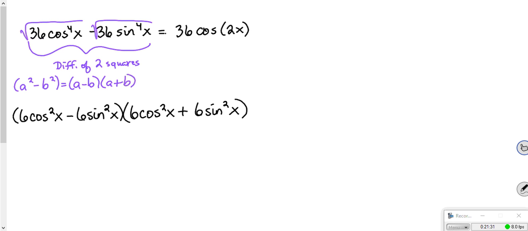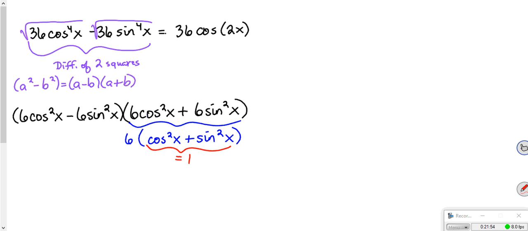Now what I'm going to do is on the plus one over here, this one right here, I can factor out a 6, and I'm left with cosine squared x plus sine squared x. Well, what does cosine squared x plus sine squared x equal? Once again, that's one of our trig identities. This equals 1. Okay, so now what I'm left with is 6 cosine squared x minus 6 sine squared x times 6. Okay, 6 times 1 is just 6.